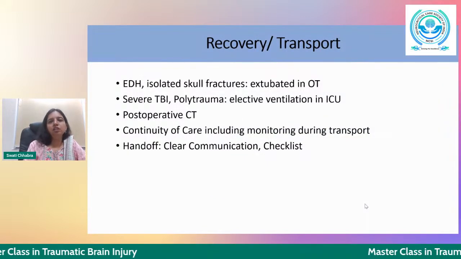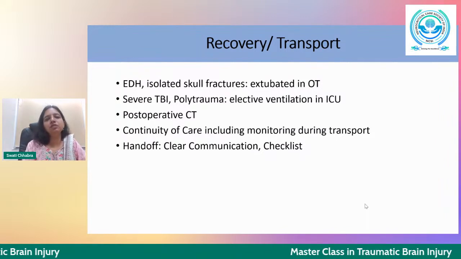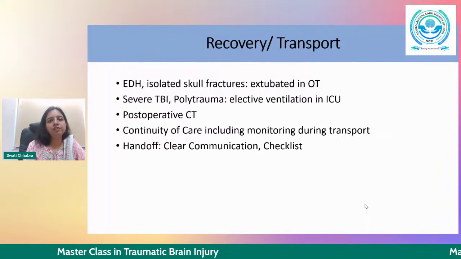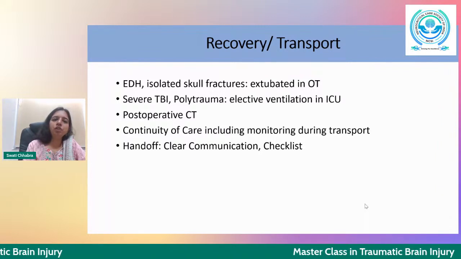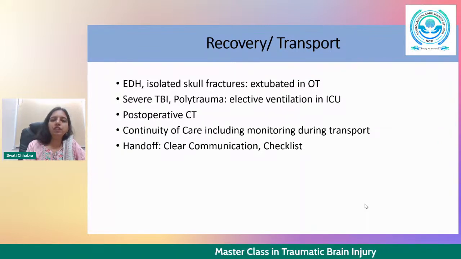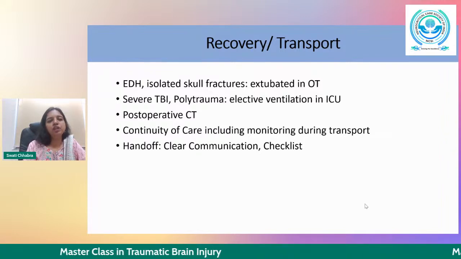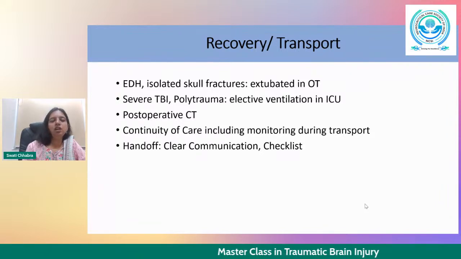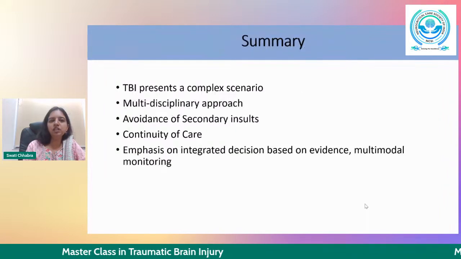So during recovery, patients with isolated skull fractures or EDH with good, higher GCS scores preoperatively can be extubated in the OT. Other patients with severe TBI or polytrauma should receive elective ventilation in the ICU. They should have a postoperative CT scan. There should be a continuity of care from ED through OR into the ICU, and monitoring should continue during transport. At handoff, there should be clear communication and use of a checklist is recommended.